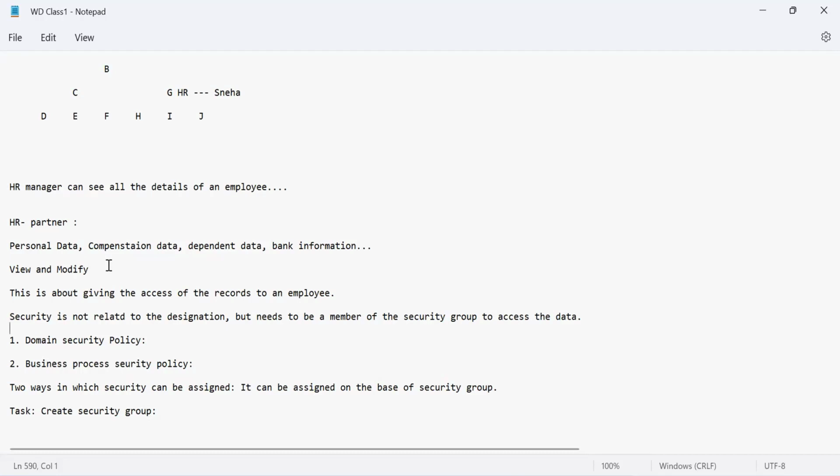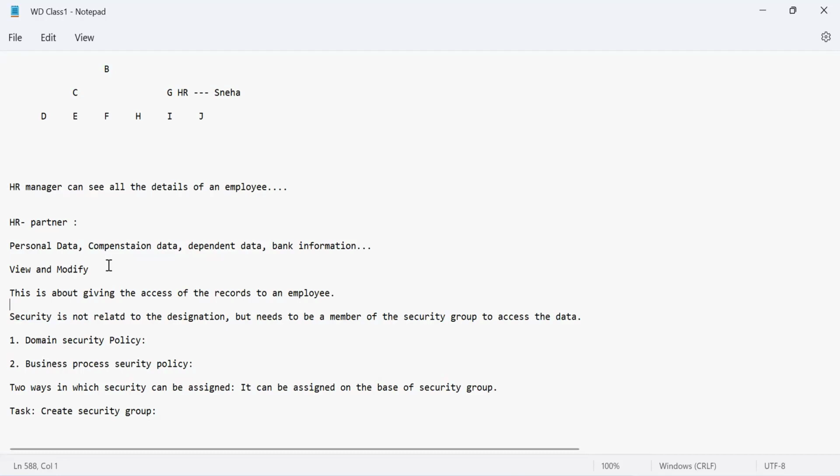Okay, so this is about your permissions. Another very important part, guys, is that security is given on security groups. The permissions are given on the security groups. So it is not important where you are giving the permissions, because you have to only give the permissions on a security group. You cannot give it anywhere. And the security is not at all related to your designation, guys. I am a Workday consultant.